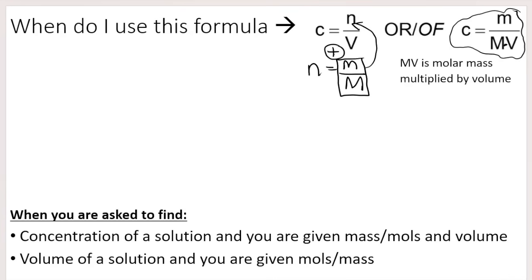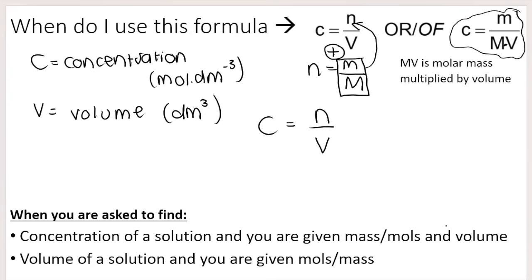Well, let's first see what the different things mean. N is number of moles, as we've mentioned before. C is concentration, measured in moles per cubic decimeter. And V is volume, measured in cubic decimeters. It's very important to remember that when you use this formula, your volume has to be in cubic decimeters. Has to. And often they'll give it to you in cubic centimeters. So to get that to cubic decimeters, we're going to divide by 1,000. That's a very important thing to take note of.